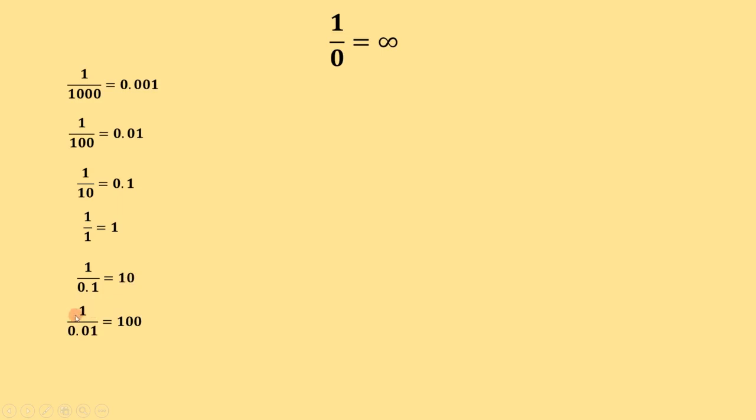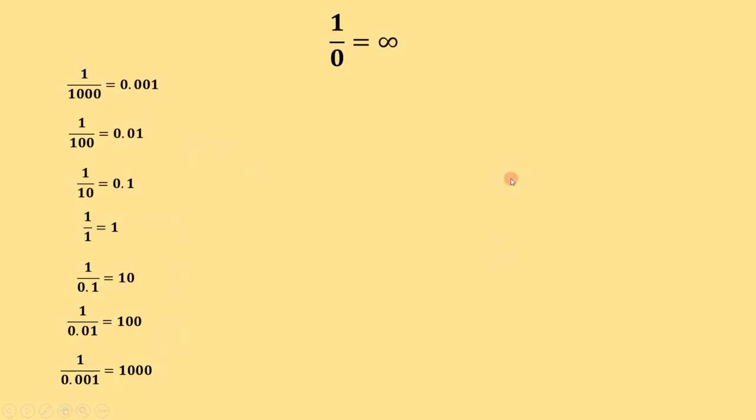So as we move further, we're dividing 1 by 0.01, which is a further smaller value as compared to 0.1. And we find that the right hand side gets increased to 100. Now let's move a bit further. Now let's divide 1 by 0.001. We'll have a value equal to 1000. Which means that as we go on decreasing our denominator, our right hand side goes on climbing, goes on increasing.